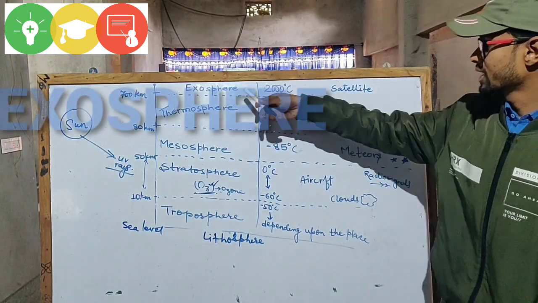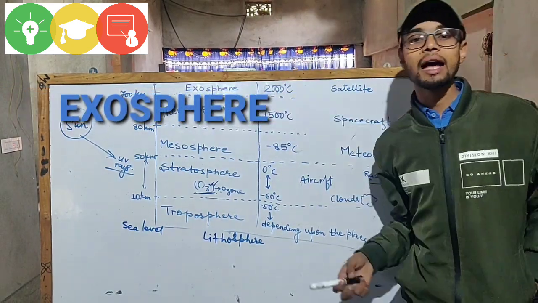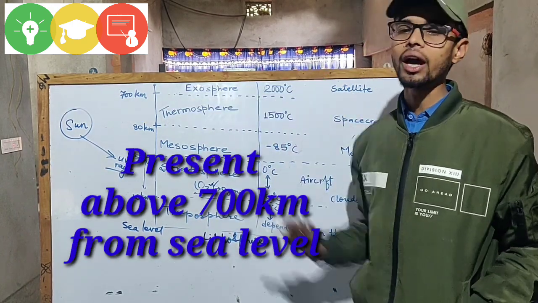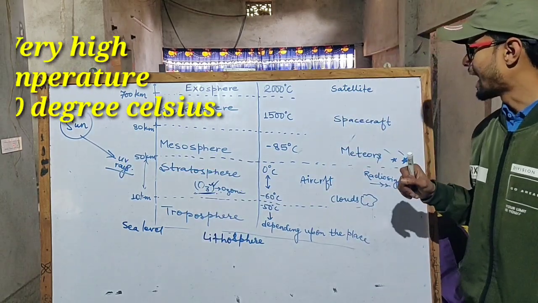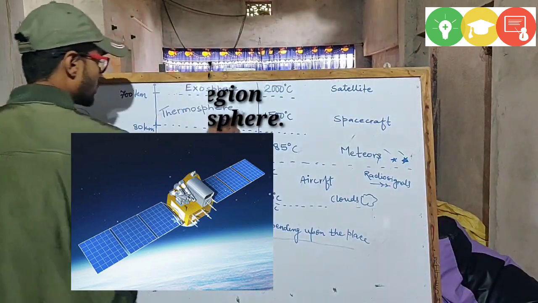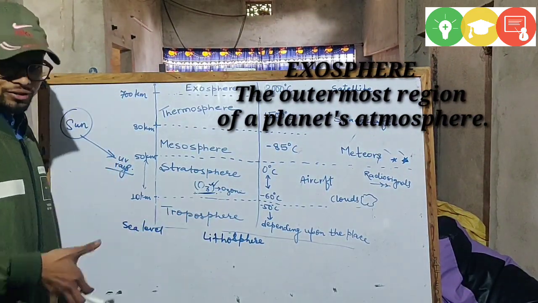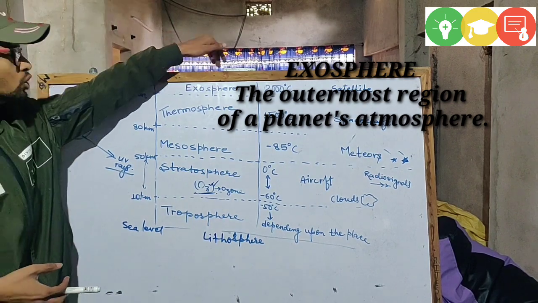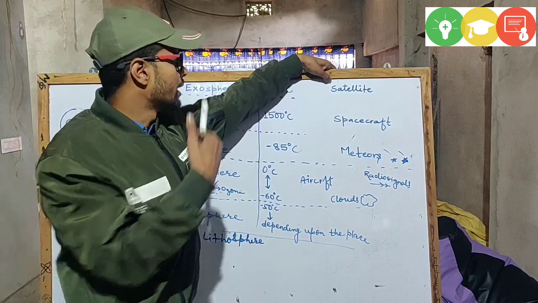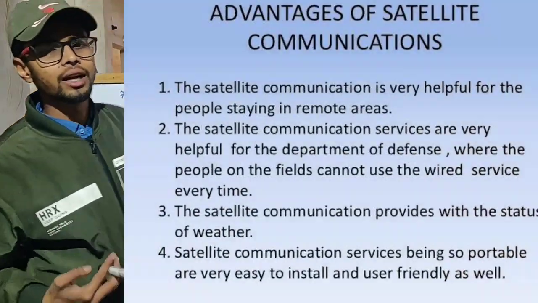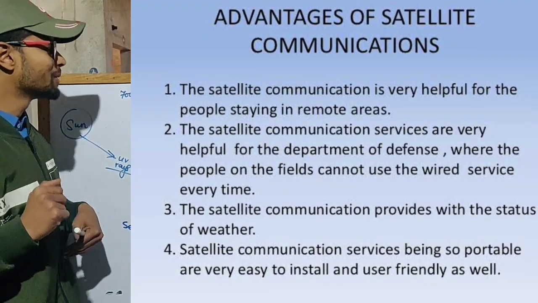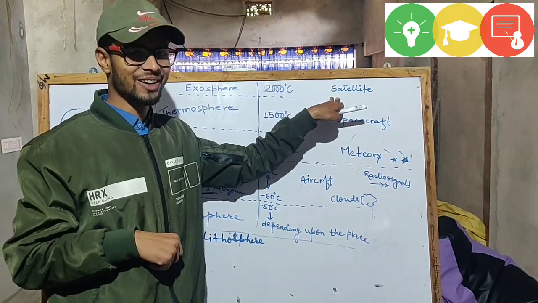And the last but not least, that is the exosphere, present above 700 km from the sea level of the Earth. The exosphere has a very high temperature, 2000 degrees Celsius, and the satellites are present above that. Now you can imagine, here the gravitational force of the Earth is ending, and above the gravitational force of the Earth we are sending satellites, which revolve around the Earth. And they have various advantages, you know better: for communication purposes, you are using the internet, you are watching me right now on YouTube, means you are taking the help of satellites and all, okay.